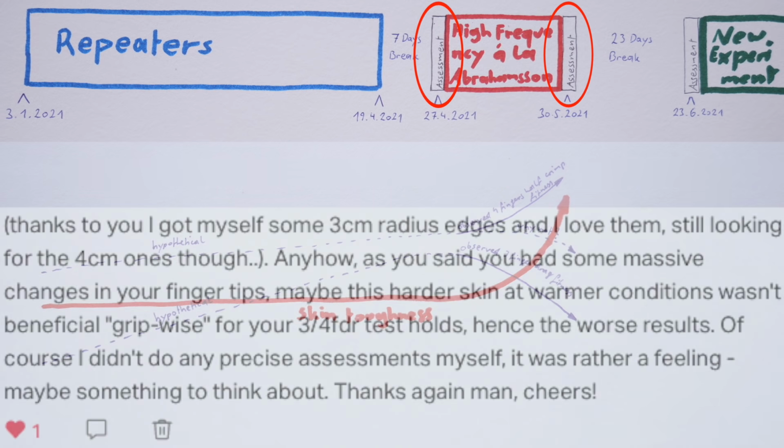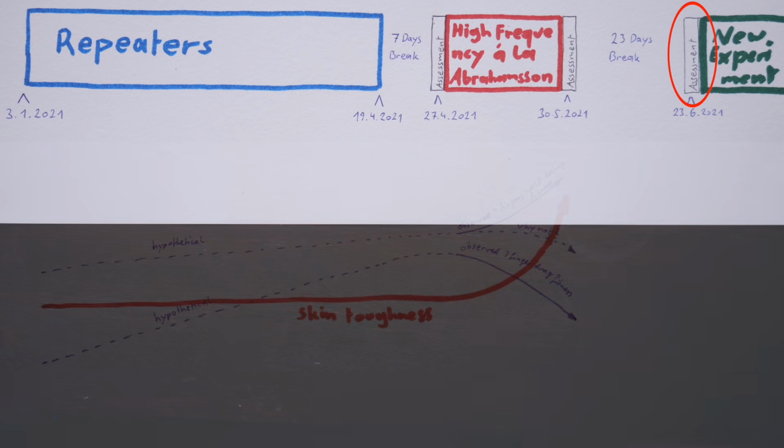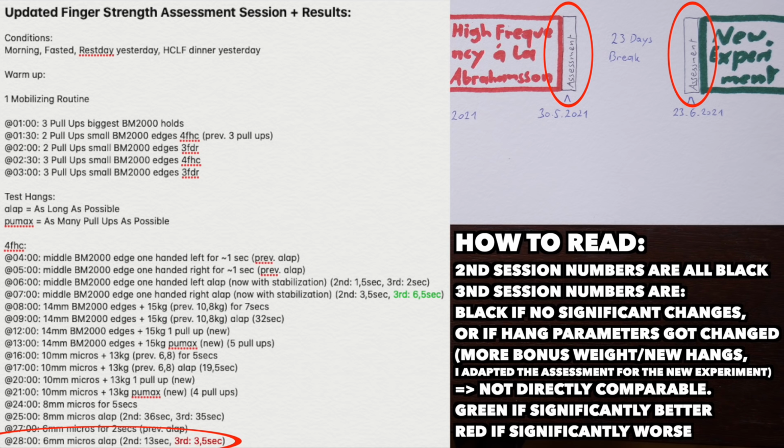And I found that very plausible, so I mentioned that possibility as well as the 3 finger drag fitness loss theory 3 in the summary video. Now that I've conducted another assessment after a 24-day break from hangboarding, I wish I had attributed it all to skin. Let's look at the numbers. Essentially, 4 fingers half crimp performance dropped while 3 finger drag went up significantly.